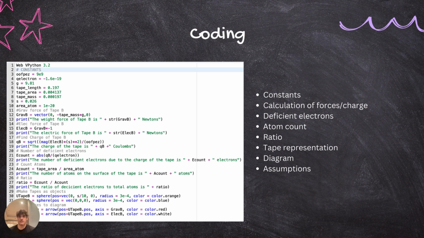Finally, I created spheres to represent the tapes as point masses and added the gravitational force and electric force to the top U-tape as arrows pointing from the center of the U-tape.